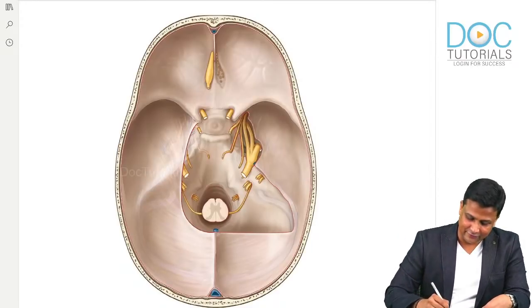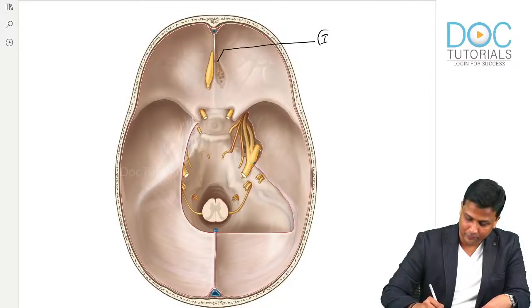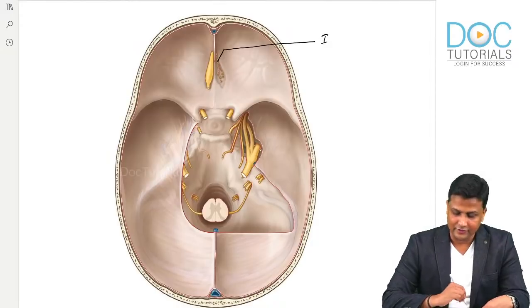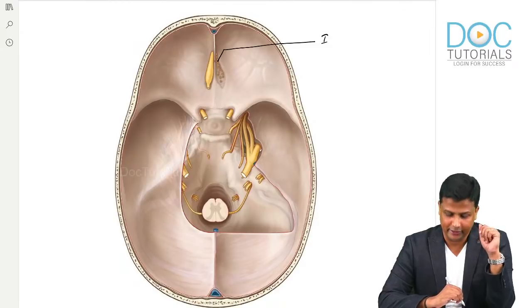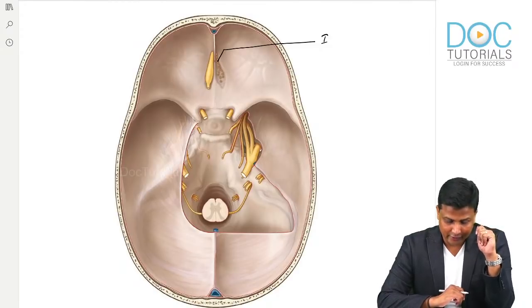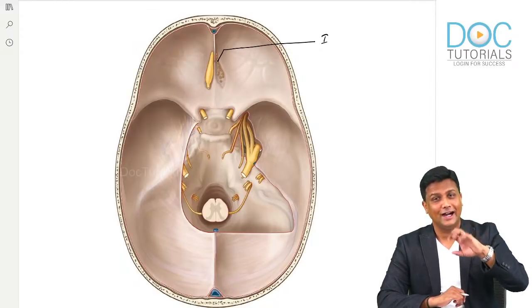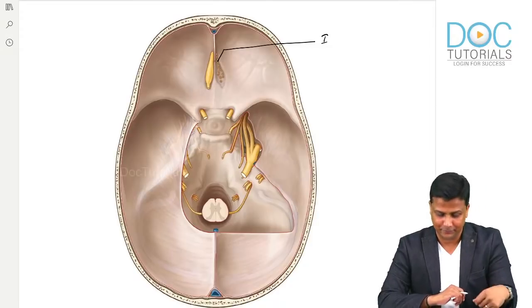Now in this diagram, first of all, you're able to see this is the cribriform plate. And what is this nerve which is going to pass through the cribriform plate? That is cranial nerve number 1, of course the olfactory nerve. No confusion about that. I have confidence in you people, guys. Anyone can identify this one here.